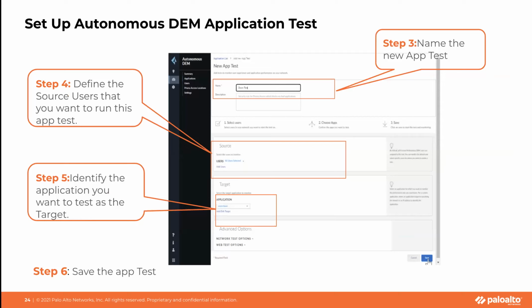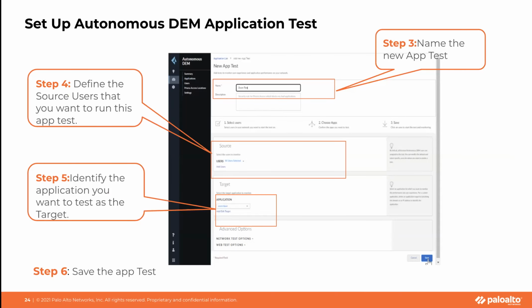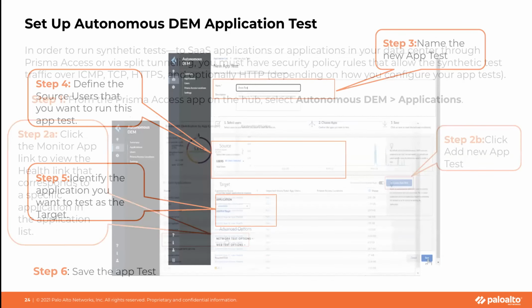You can name that test here, whatever you want to monitor, define the source, the user you want to monitor this test, and then identify the target, your application, what you want to monitor. This process applies to mobile users as well as remote networks. Once the test is created, you can associate this test to mobile users or remote networks.